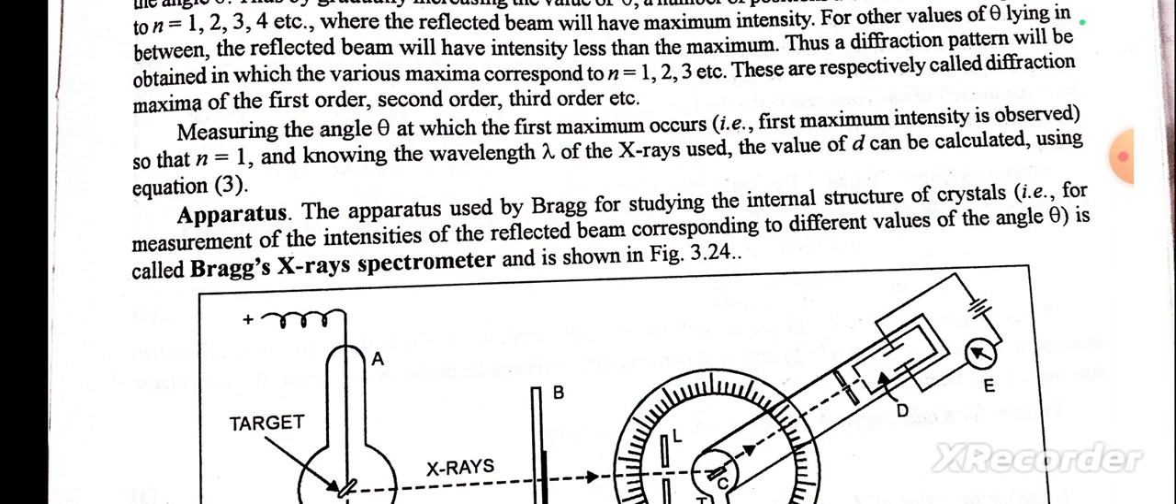The angle theta is measured at the first maximum, where n is equal to 1. We can then find the wavelength lambda, and the value of d is calculated using the equation.